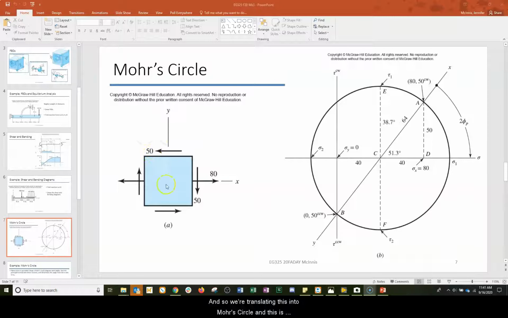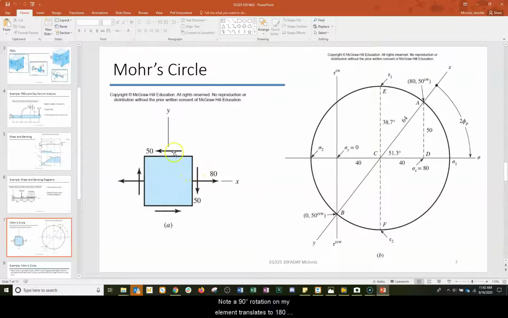And so we're translating this into Mohr's circle, and this is my stress element. So I come to Mohr's circle, and point A here is the condition of my x face. I see here that the text found positive 80 units, and 50 clockwise. The text is putting clockwise shear stress on the positive y-axis and counterclockwise on the negative. So A is positive 80, positive 50, and B is 0, negative 50. And that's the starting point of Mohr's circle.